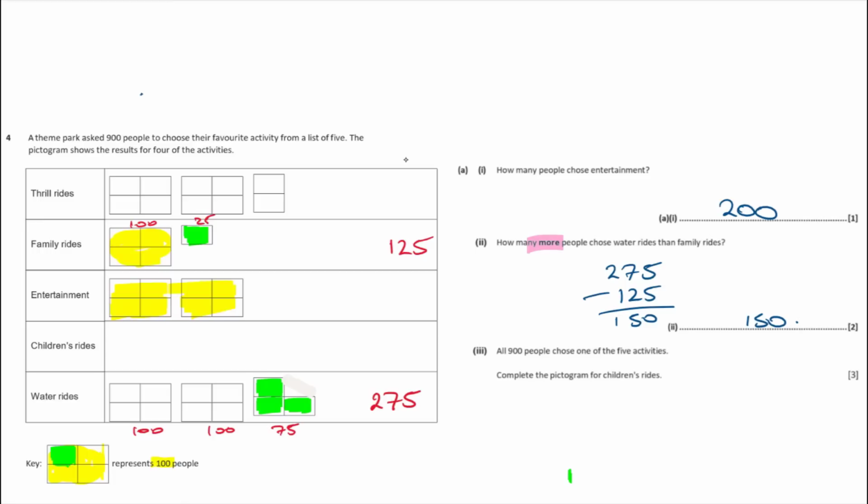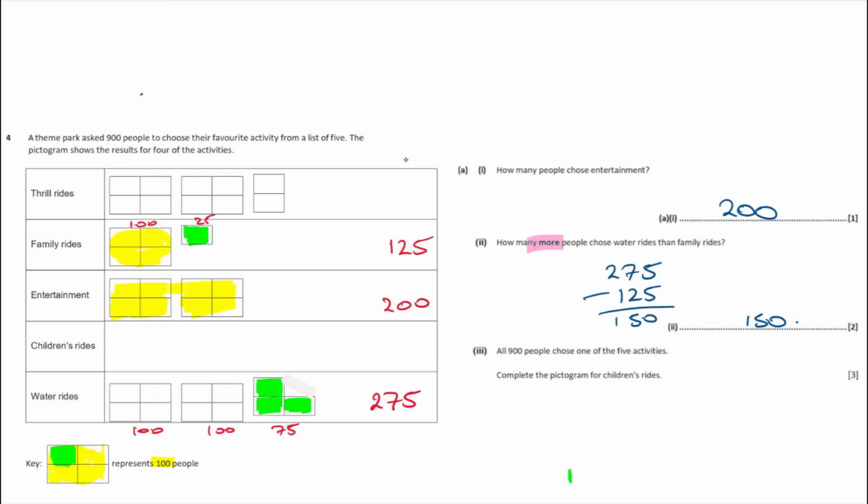And then finally, all 900 people chose one of the 5 activities. Complete the pictogram for the children's ride. So the children's ride hasn't been put in there. Okay, so let's just count how many we've got for the other rides. So we already worked out that entertainment was 200. We wrote that down for part A.